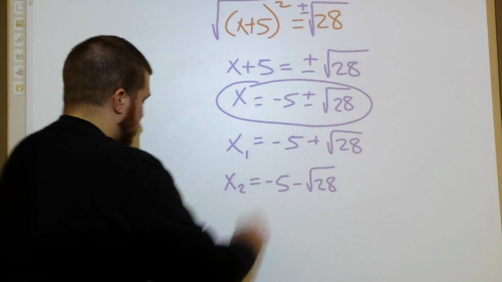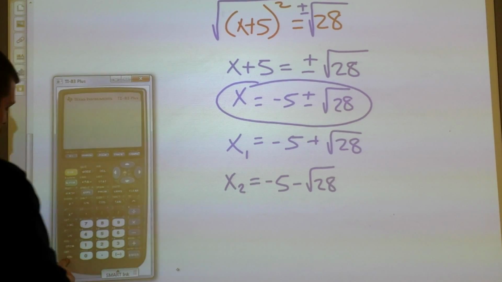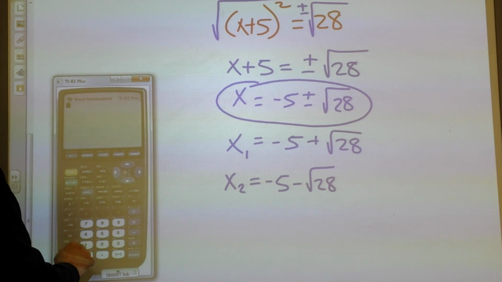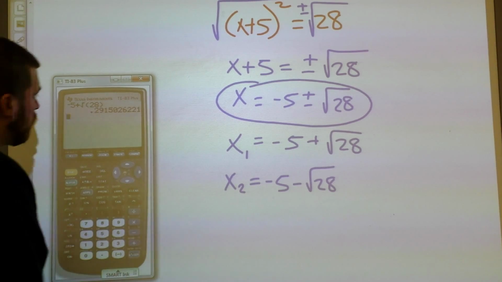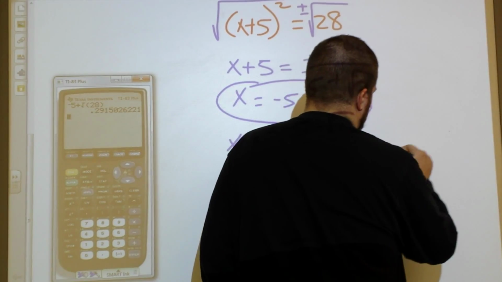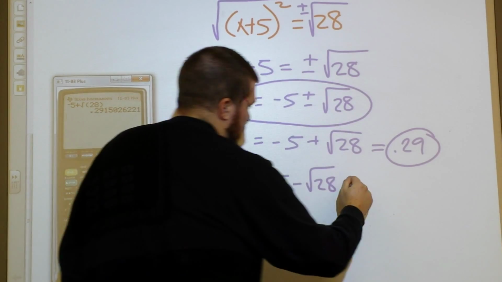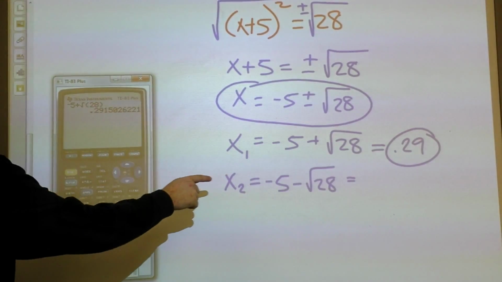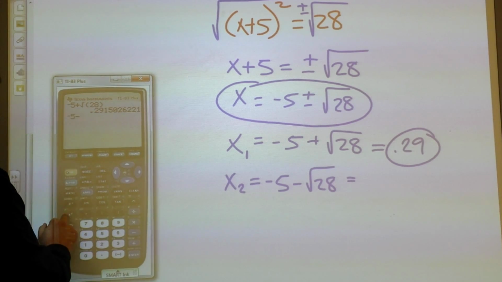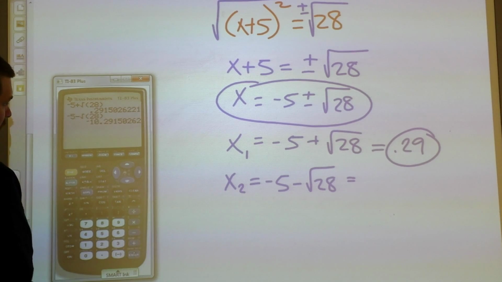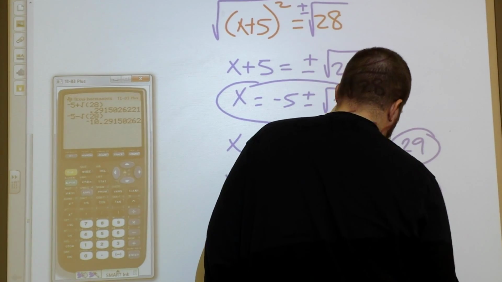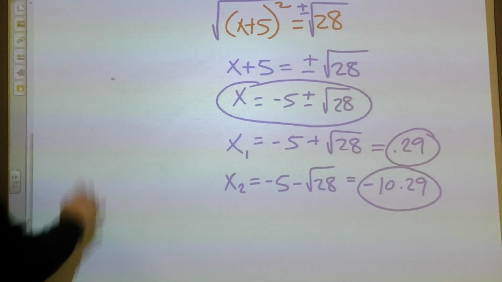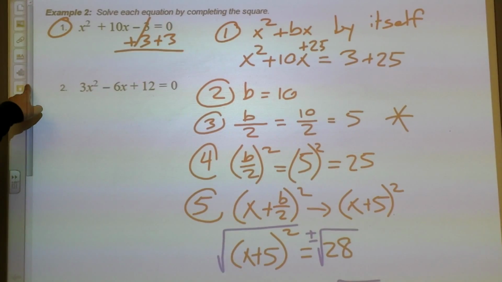Now I'm going to use my calculator to turn each of these into a decimal. So I go into negative 5 plus square root of 28, and I get 0.29. Now, if I go in here, negative 5 minus square root of 28, I get negative 10.29. Okay. Now, what I want to do is verify that I do have 2 answers.